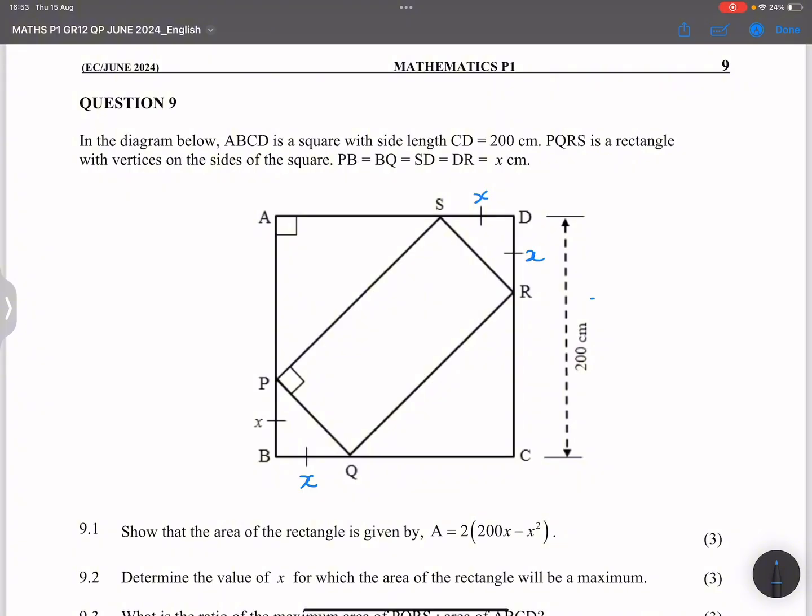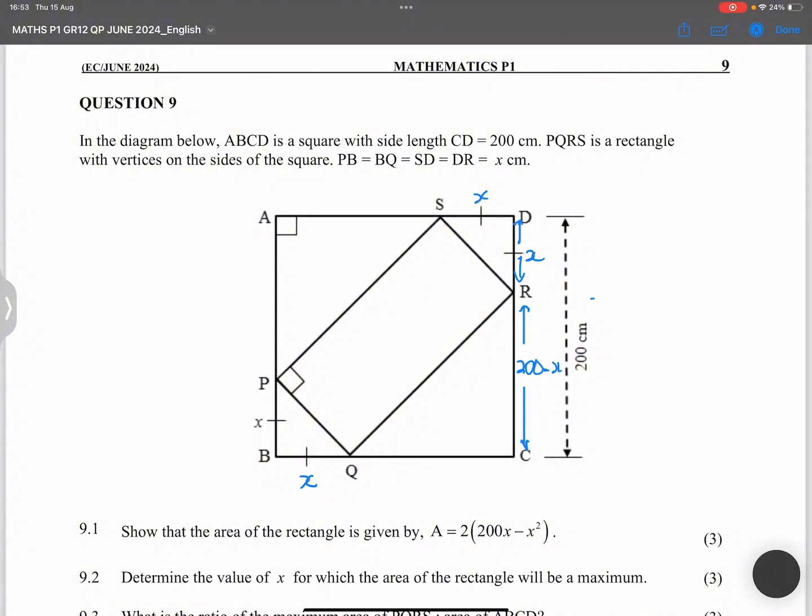Now, I want you to think about it, ladies and gents. The moment that they give you this, also just keep in mind, if this side here is x, equally that means that this side here should be the whole side, 200 minus x. I want you to see it that way. And then they say to us, show that the area of the rectangle is given by A, which is that entire expression there.